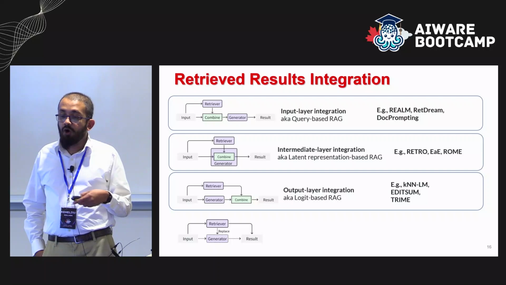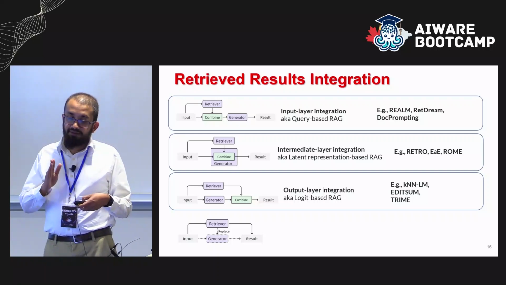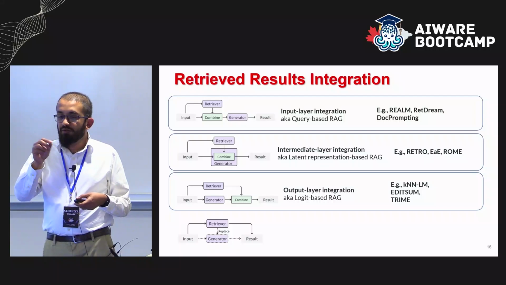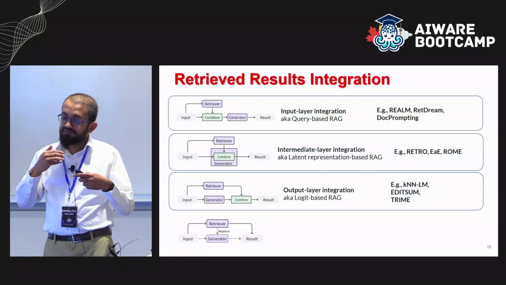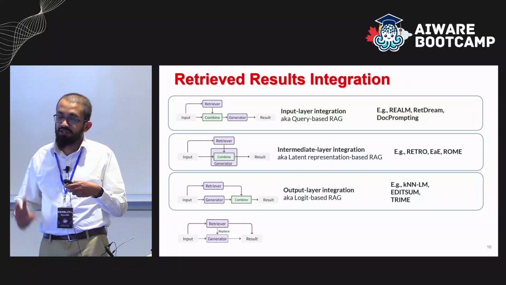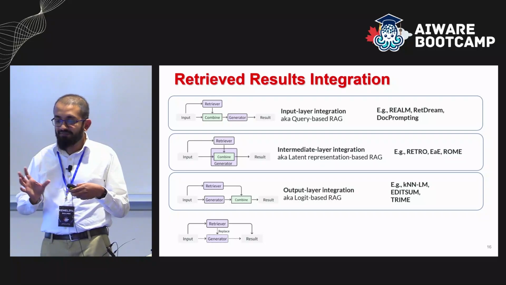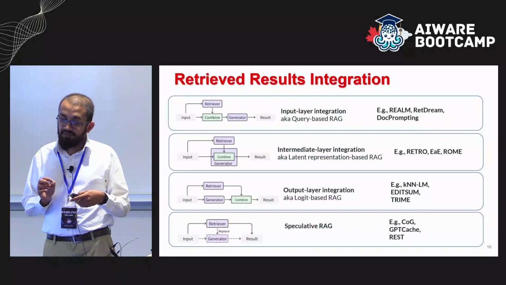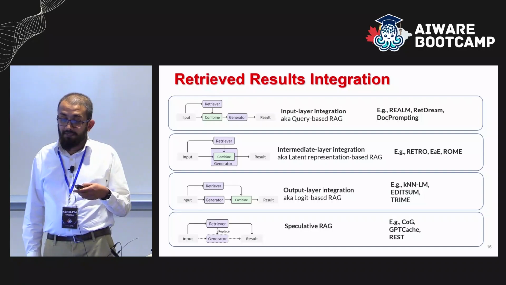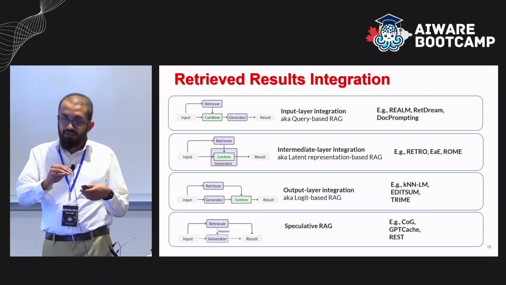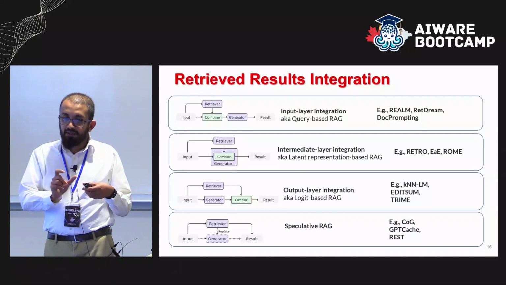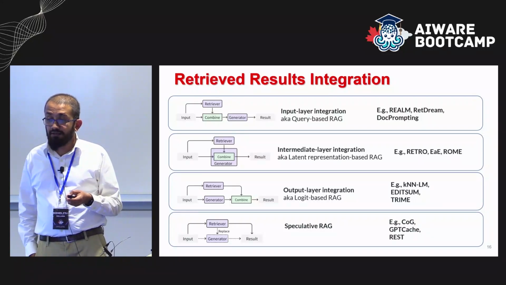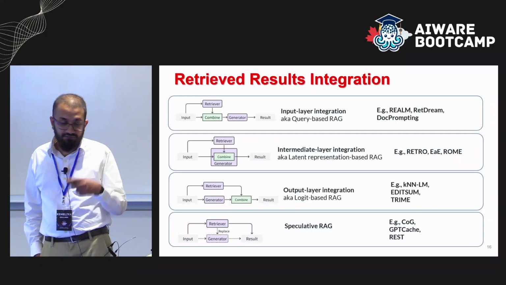And then there's the output layer integration, where at the very final layer, once the token probabilities are generated, you try to combine these with the retrieved information somehow and present it back to the user. We call it output layer or logit-based RAG. And then there's another approach called speculative RAG that is also kind of similar to the last one, but there is a slight difference here, because we are generating tokens and continuing the sentence using the retrieved ones. So we call it speculative RAG. I'll go into some of the details for each of these sections.